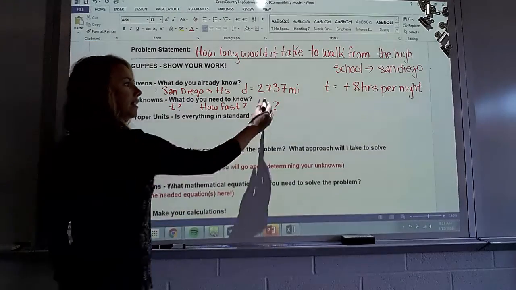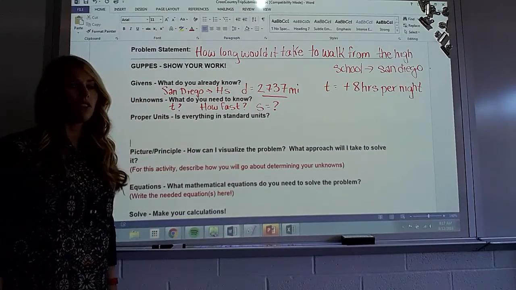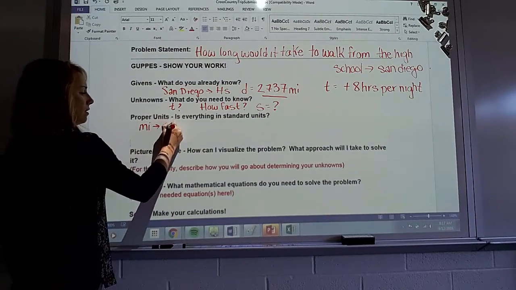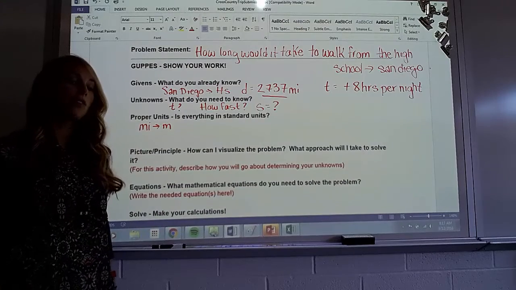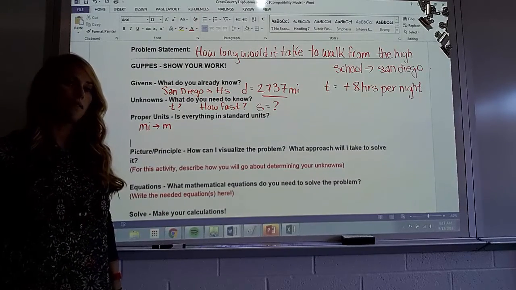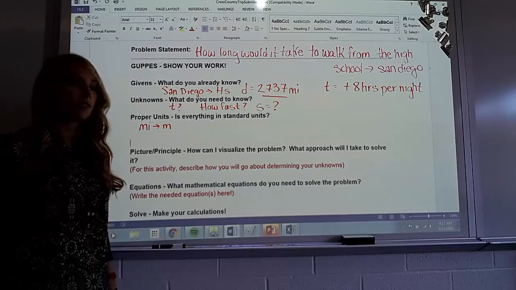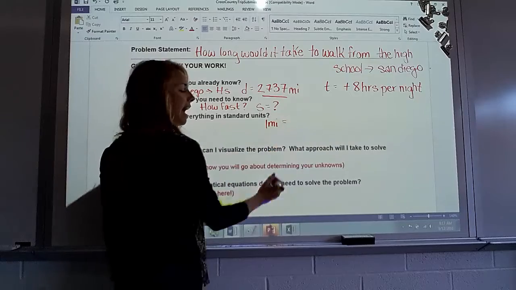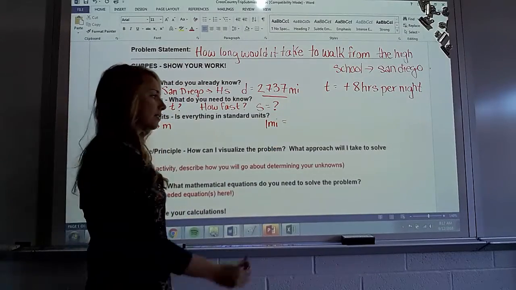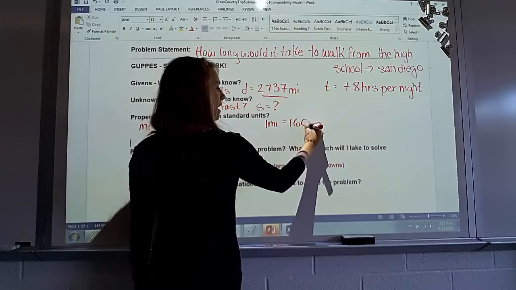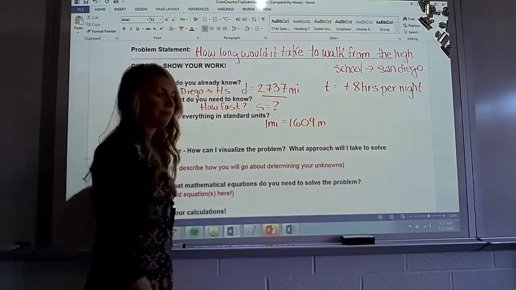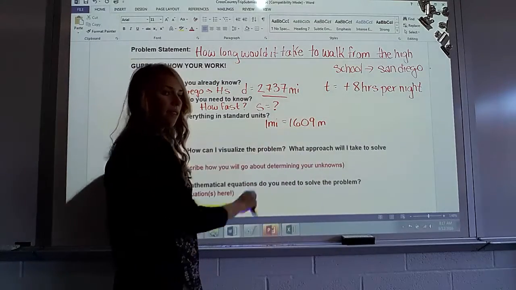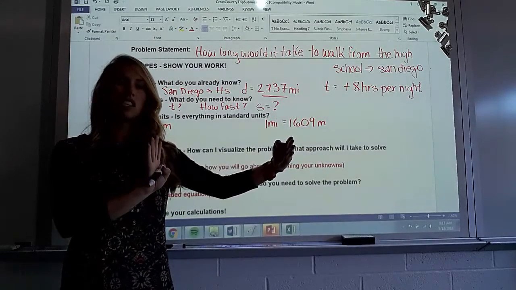Again, we need to fix this to 2,737 miles and convert it into meters. So we're going from miles to meters. In order to do that, we need to know the conversion factor between miles and meters. And that's this. 1 mile is actually the same exact thing as 1,609 meters. Again, this is called a conversion factor. That's because these two things measure the same distance, just in a different way.